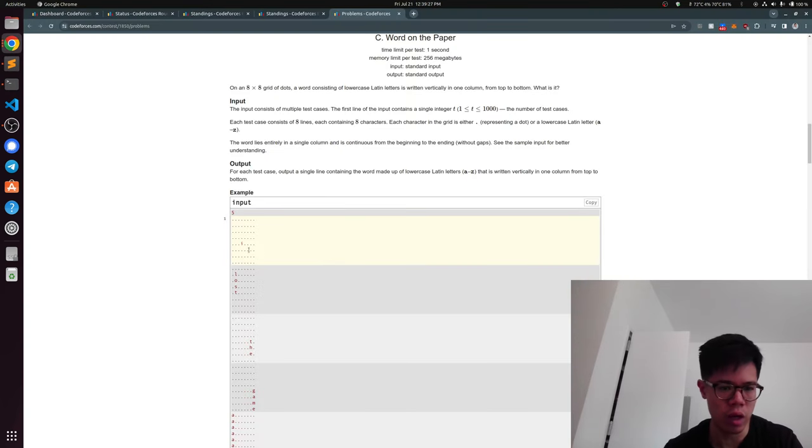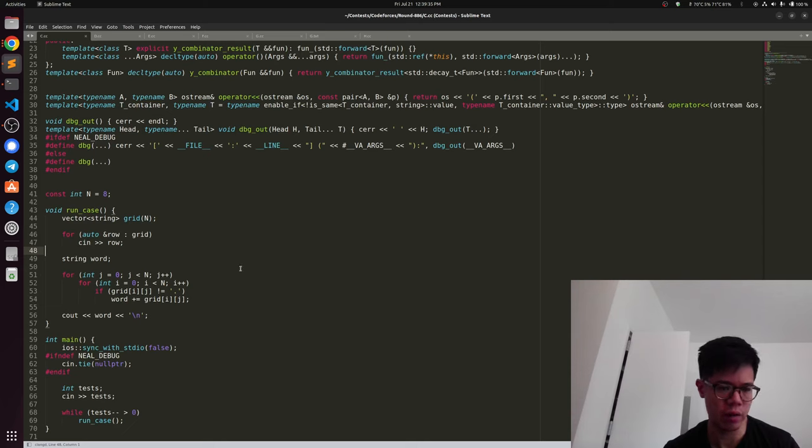Problem C, we have an 8x8 grid and we're looking for a word written vertically. Everything else is going to be dots. So this is actually the easiest way to do this. You don't even have to locate the word. You just go through the grid and instead of row major order, you do column major order. So you notice that I did J first and then I. And if it's not a dot, we just add it to our word, output that. This is probably the simplest way. So that's problem C.